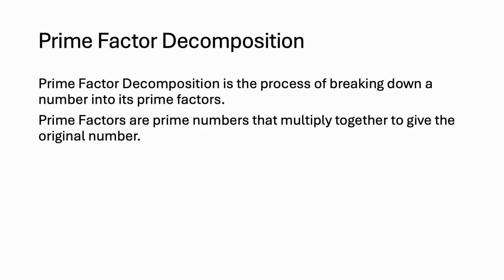Okay, now we have something called prime factor decomposition. Prime factor decomposition is the process of breaking down a number into its prime factors. One of the ways that we show this is doing the tree method. When we have a number, let's say n, we split it into two numbers. Prime factors are prime numbers that multiply together to give the original number. Prime numbers are numbers that are only divisible by itself and 1.